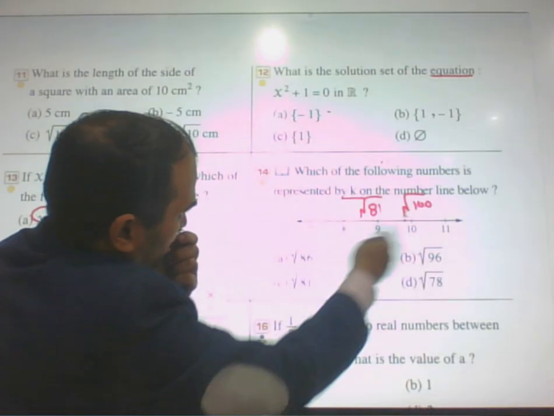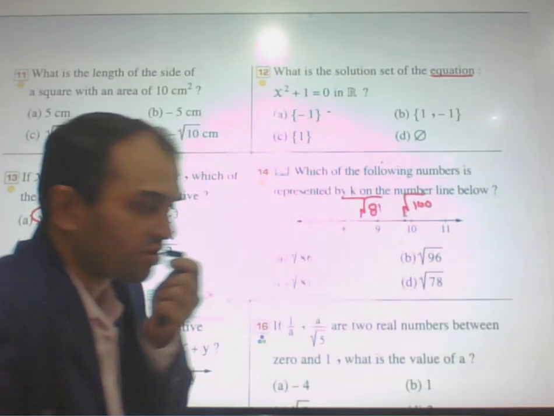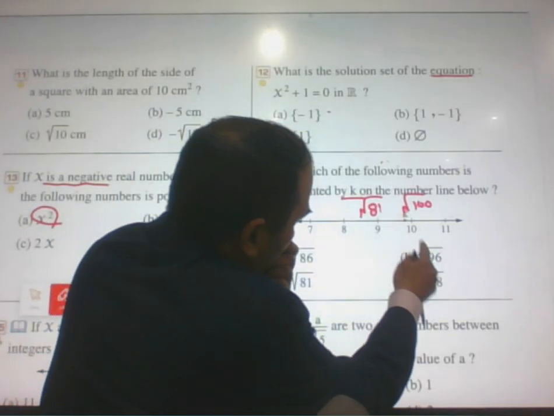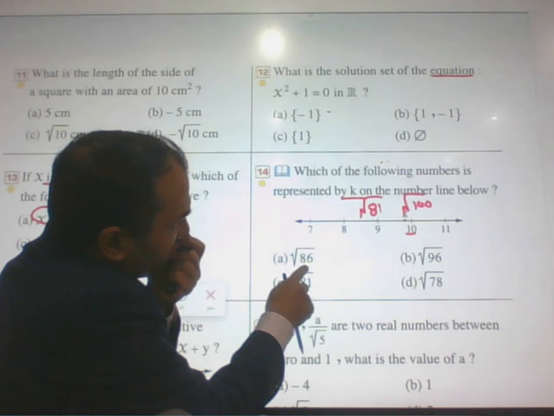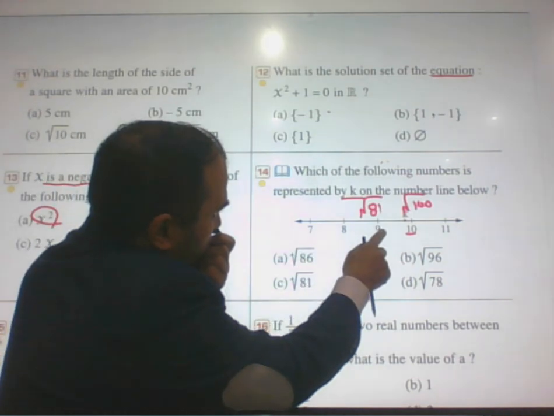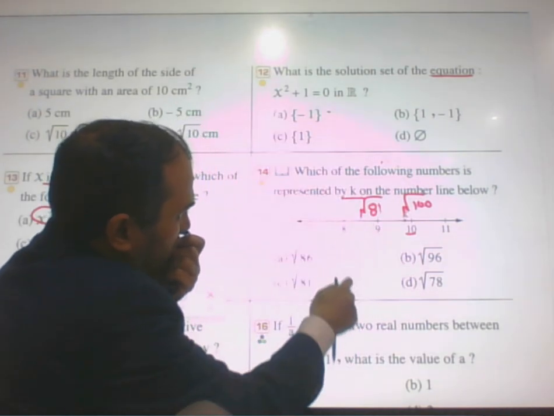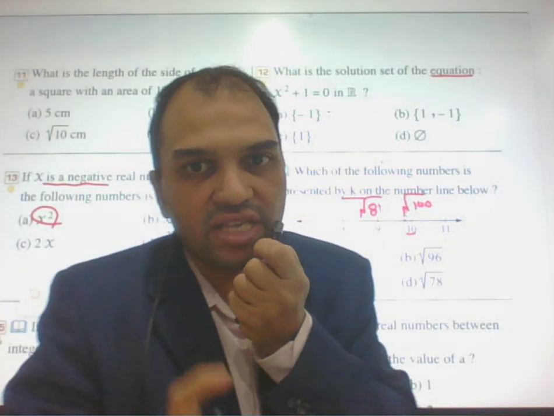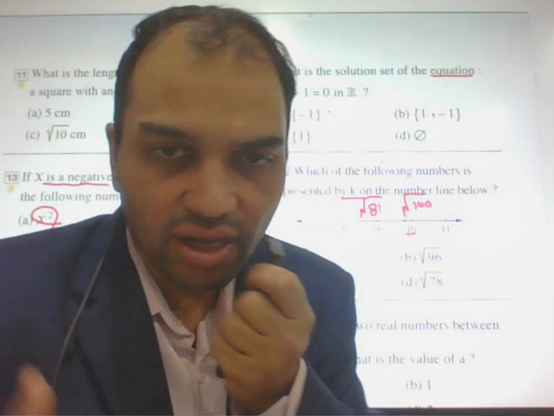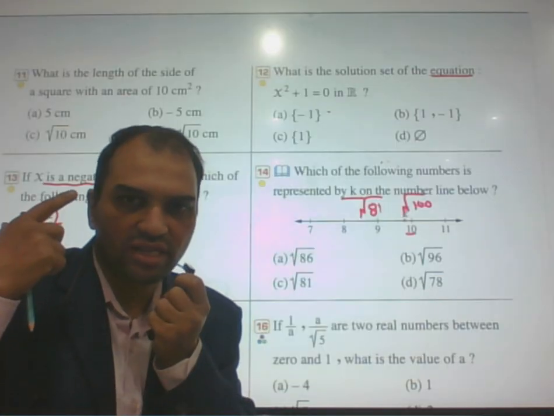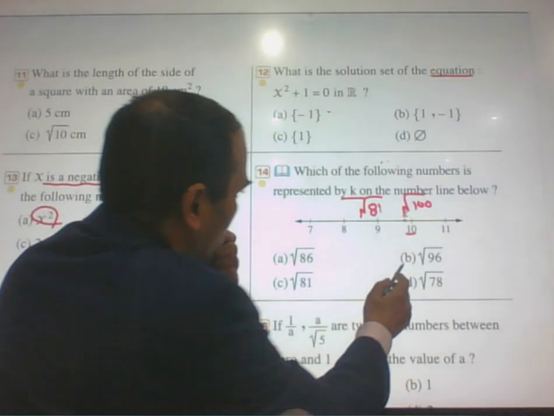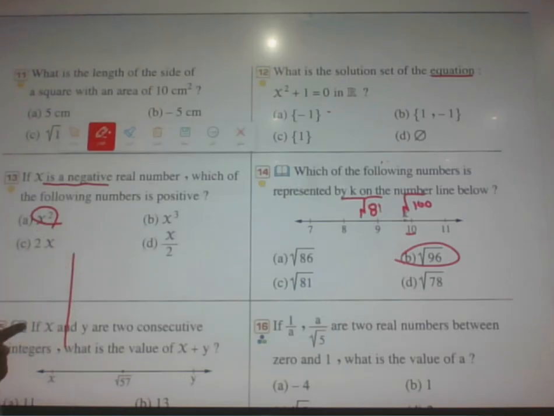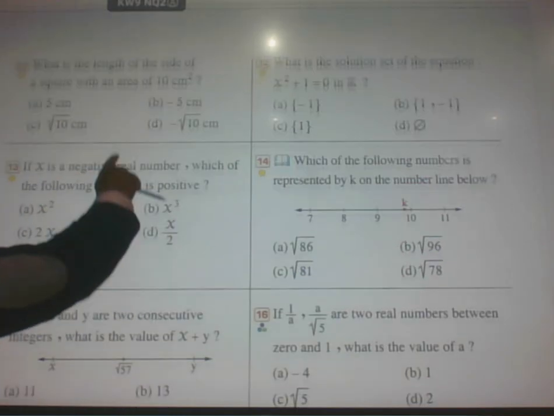So what is the number that lies between 81 and 100? Who can tell me the answer here? We must choose 96, nearest to 10. But here, 68 is nearest to 9, 81, and 78 does not lie between them. So I want to find the number that lies between 81 and 100. I think the answer here will be the square root of 96. And next question here, number 15.